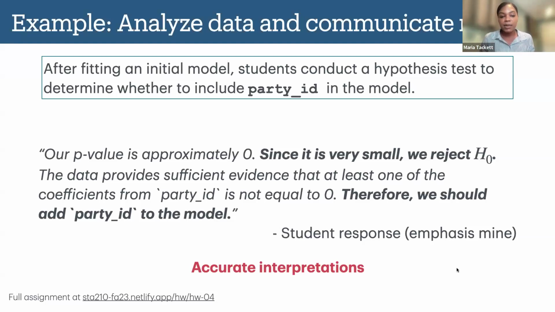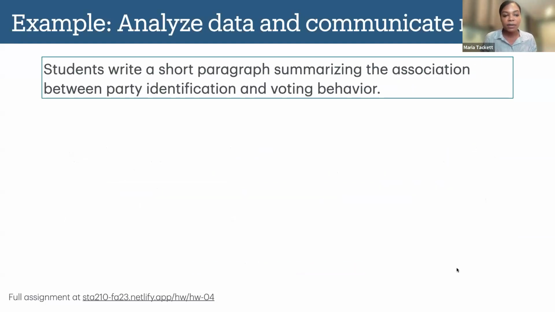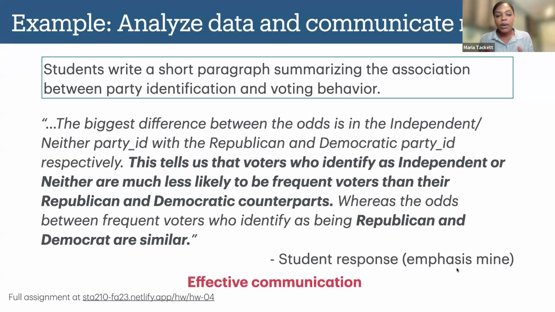Well, this part's nice, but ultimately we want to get to understanding the relationship between party ID and voting behavior. And so then students are asked to write a short paragraph, just 3 to 5 sentences, summarizing this relationship between party identification and voting behavior. And so here's where I'm looking for the effective communication piece. I know that the student can execute and interpret the statistical results, but now I'm looking for, can they tell me what this means?